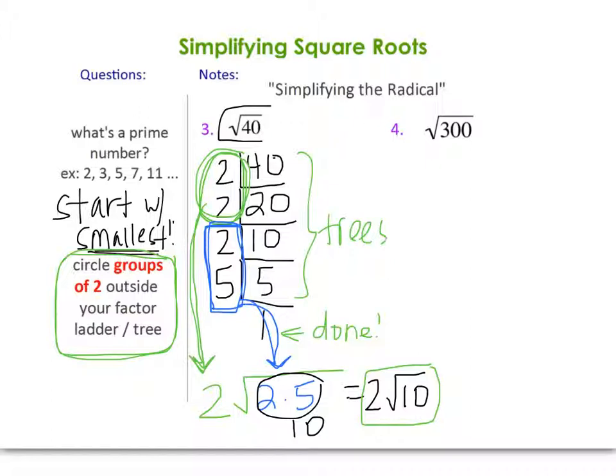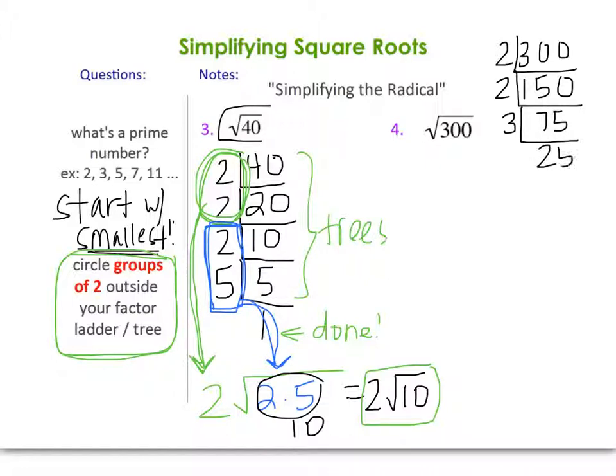Let's take a look at this one, 300. I'm going to start it up here so I have enough room. What's the smallest prime that goes into 300? Well, 2 goes into 300 and gives me 150. What's the smallest prime that goes into 150? Well, 2 goes into 150 and gives me 75. What's the smallest prime number that goes into 75? 3 goes into 75 and gives me 25.